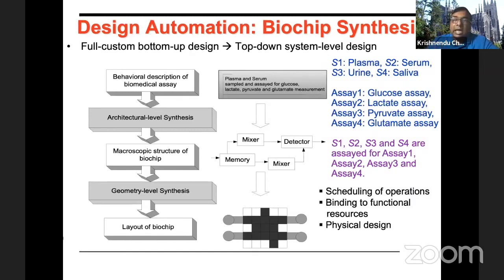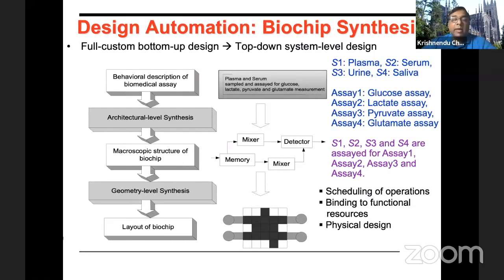So I take some samples from a patient like plasma, urine, saliva, and then I would do all kinds of assays or tests on those samples. I could do them one by one, but that is very slow. Instead, can I do them in parallel? So I can think about doing an architecture level synthesis where I find out more or less the top level chip plan, and then look at the macroscopic structure, look at the scheduling problem, in what order I run the different fluidic operations, the binding problem, which basically says to what unit on the chip do I map each operation.